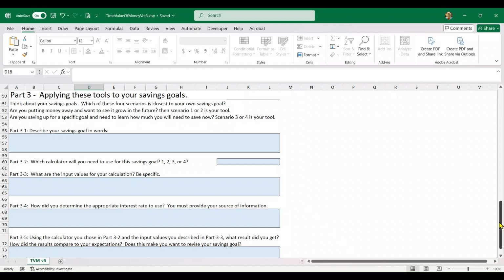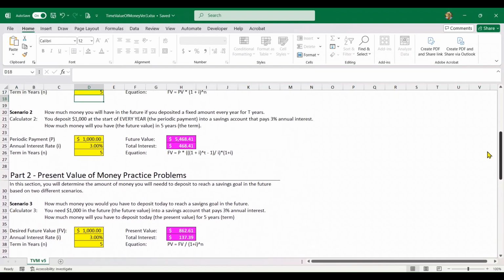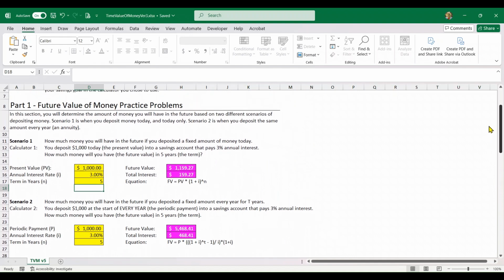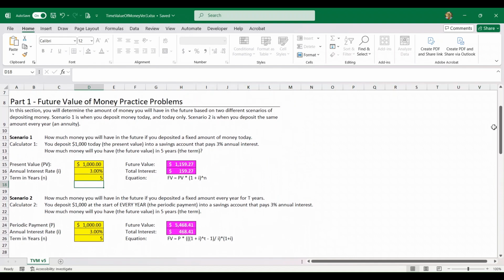That's an admirable savings goal. And so if you did that, you would probably use a part one future value of money type of problem. I'm going to put away some money now, and I've got to figure out in a couple of years what that's going to be worth at what interest rate. Or maybe I'm going to try to put a certain amount of money away every year, and what's that going to be worth in the future. So you can use either scenario one calculator or scenario two's calculator for those types of problems.